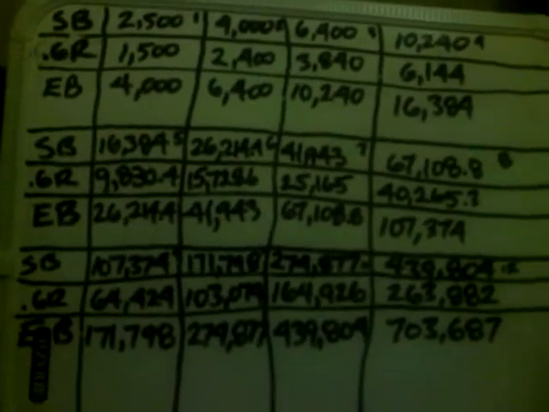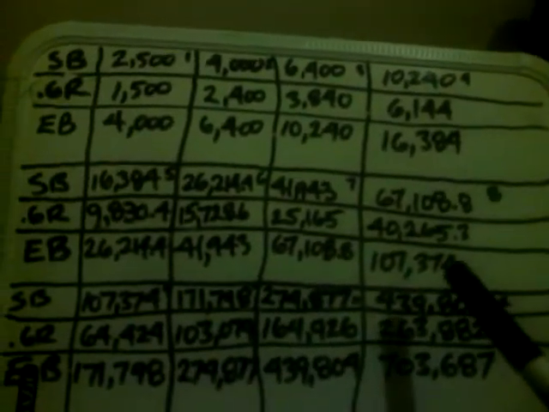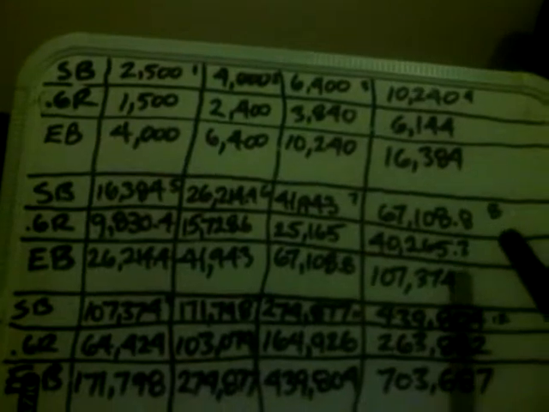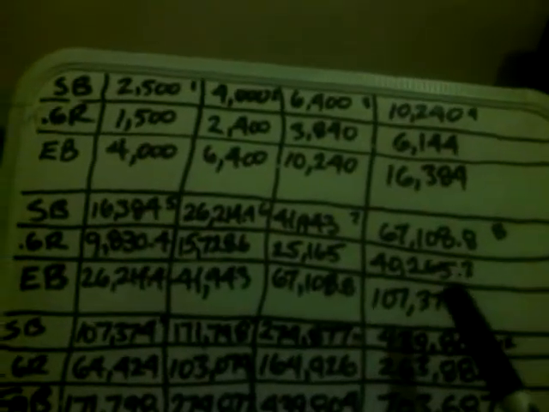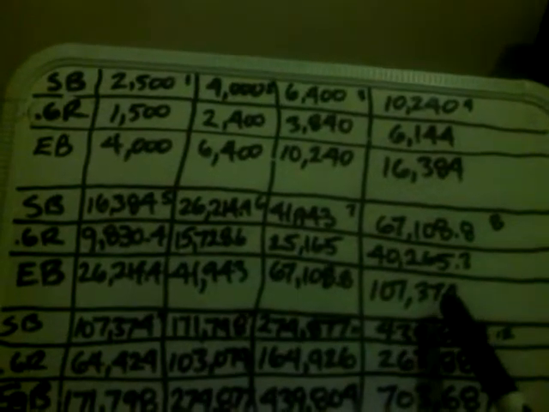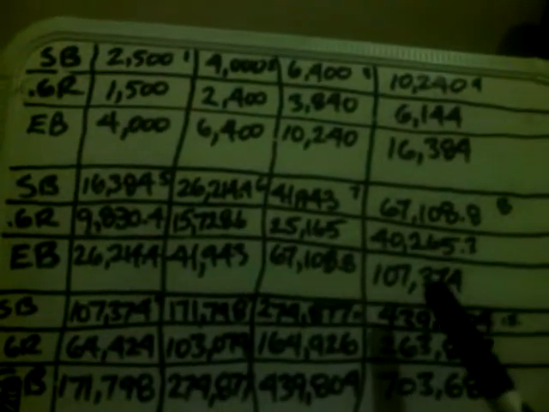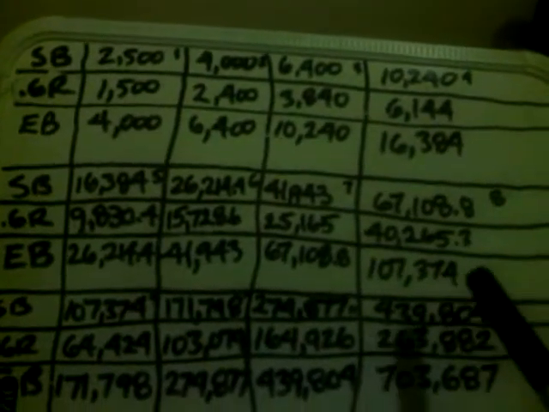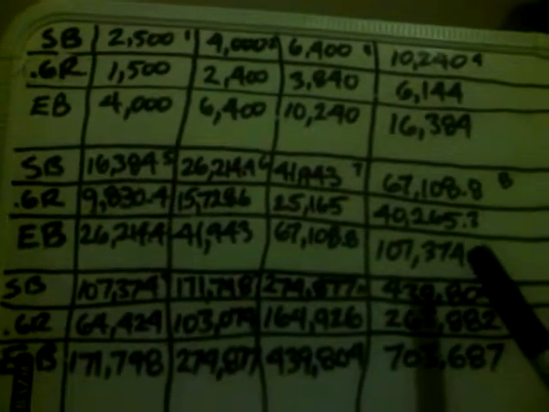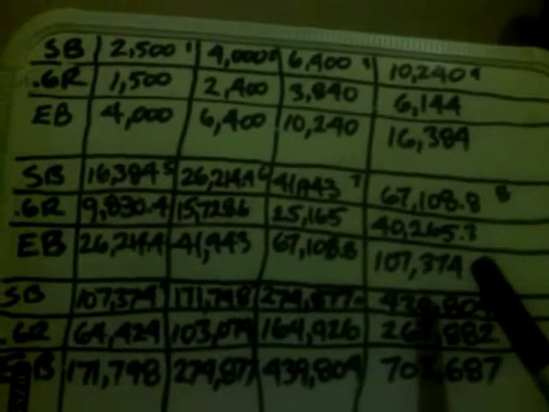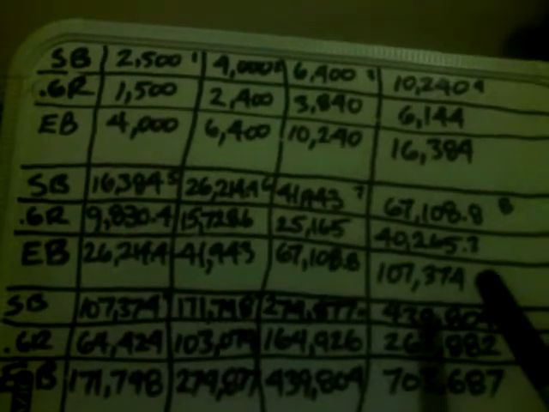Now, this is amazing right here because it took 8 months to grow this to this. $2,500 to $107,374. Now from here, this is where it gets amazing because we're going to add 4 months.